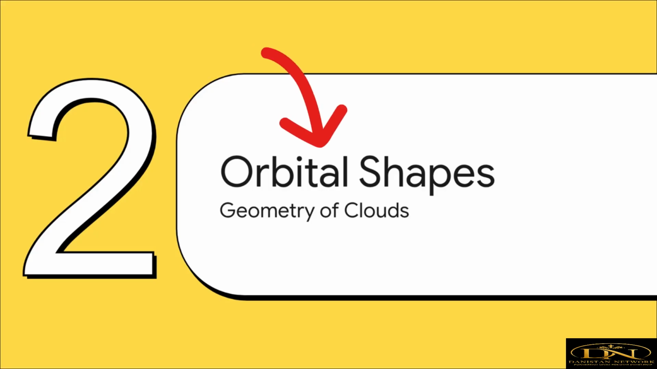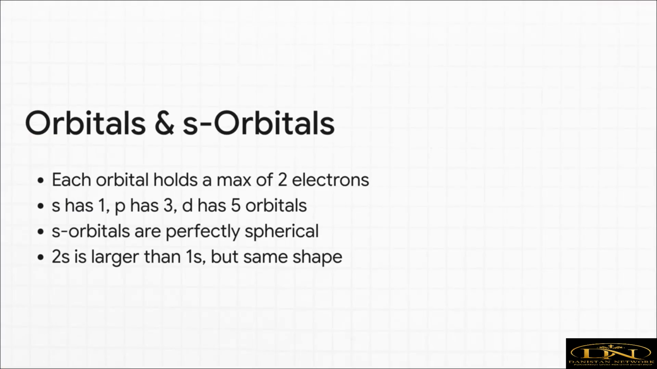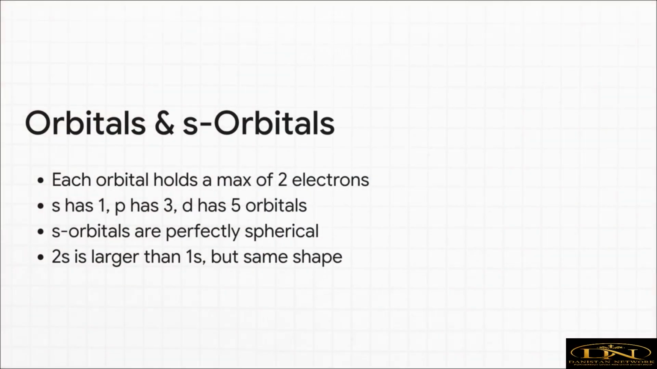Moving right along to Section 2. Atomic orbitals and shapes. The geometry of electron clouds. Okay, bring your mind back to our fundamental definition. A single orbital holds exactly 2 electrons. So if an S subshell holds 2 electrons total, well, it has exactly 1 orbital. The P subshell holds 6, so it needs 3 orbitals. And the D subshell holds 10, meaning it requires 5 orbitals.